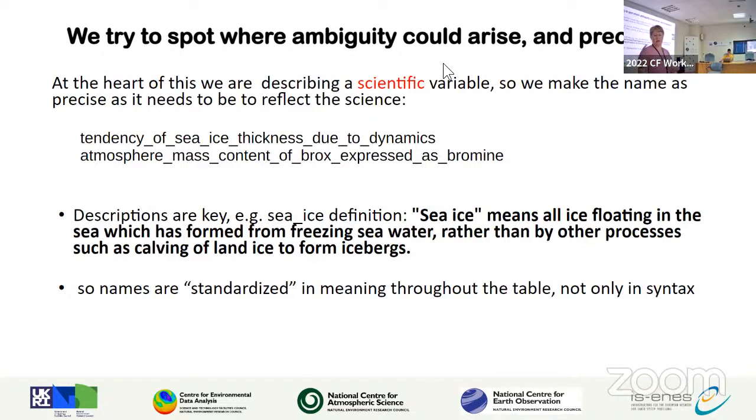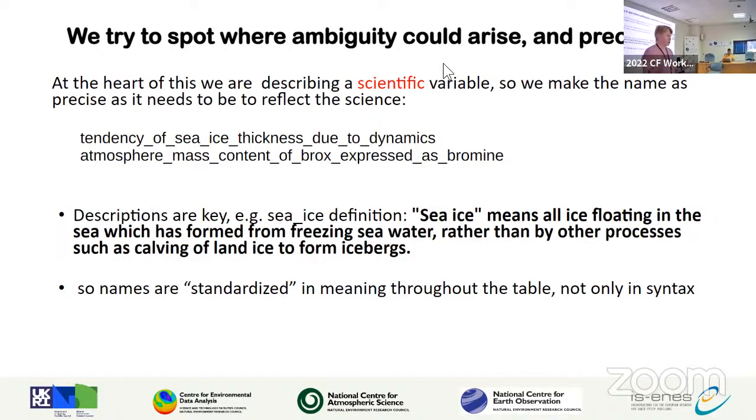Other things like atmosphere mass content of BrOx. BrOx is bromine oxide. It's defined as a particular group of bromine species, expressed as bromine. Why do we bother with the "expressed as"? Again, this is because we're trying to be really, really precise. When you start talking about the mass of something, do you mean the mass of the whole bromine compound, the molecules? Do you just mean the bromine in it? What do you actually mean? If you don't say what you mean, somebody coming and using that data in 5 years' time, 10 years' time might be very confused. So we say "expressed as bromine" to be very clear and explicit. We mean the mass of the bromine that's contained in these multiple compounds.